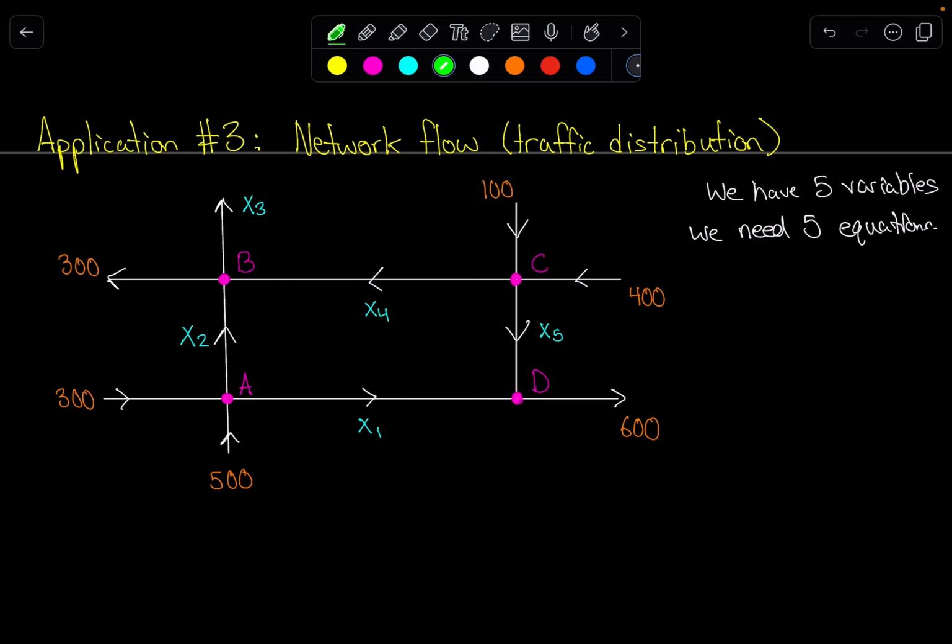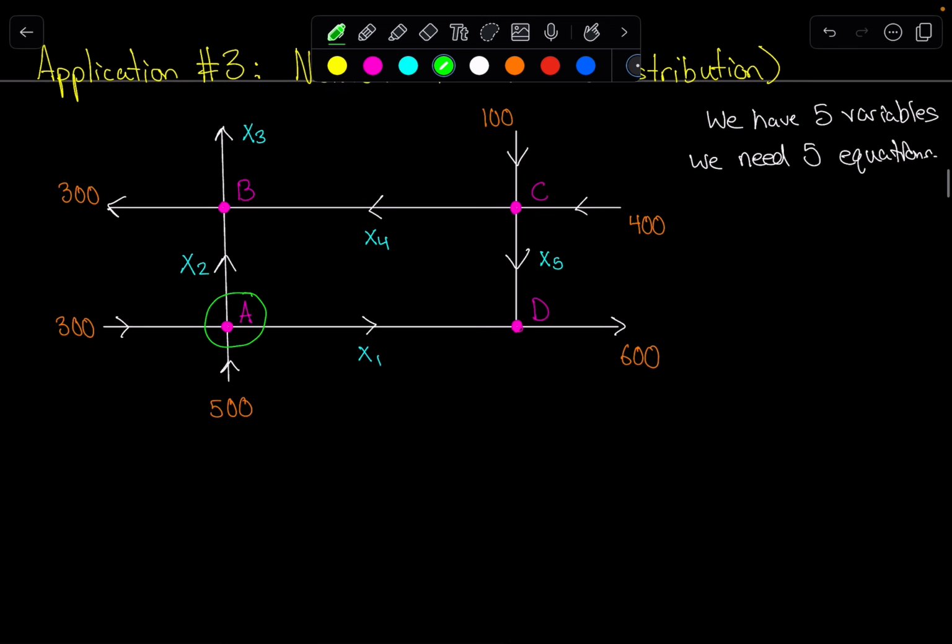So for instance, let's take a look at this first intersection. At intersection A here, what do we notice? We notice that there's 500 cars going in plus 300 cars going in. So there's 800 cars going in, and then there's X1 and X2 cars coming out.